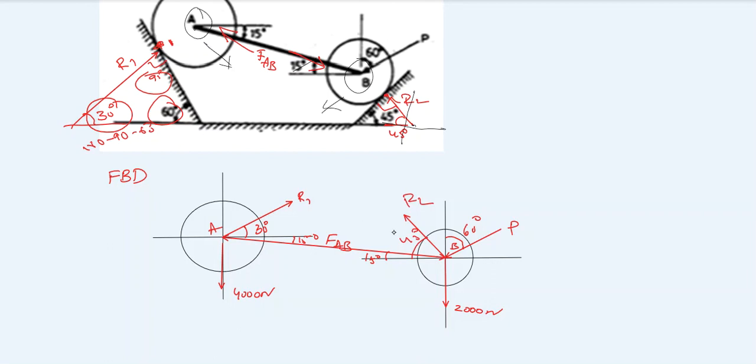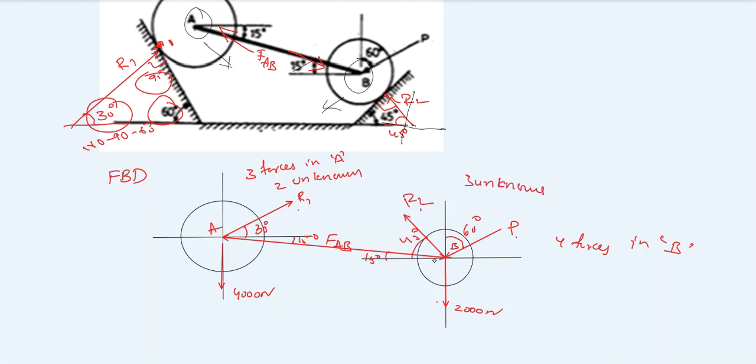So we have 1, 2, 3 and FAB, four forces in diagram B. Here we have 1, 2, 3, 3 forces in body A. Right? In body A we have two unknowns, F1 and RAB. We have two unknowns. In this diagram, in B, we have three unknowns. 1, 2, 3. 3 unknowns.